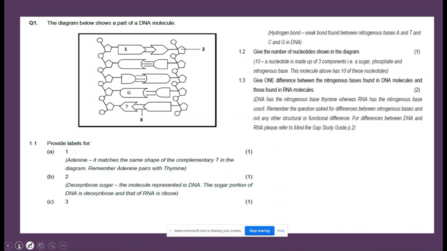Right, now very important. Remember grade 12s. In the exam, you will always have a stem or a question, or sorry, a statement before you have a diagram. Now, I really want to give you a tip today. Do not look at the questions first. So here they tell you it's a diagram of a DNA molecule. Right, it is not RNA.